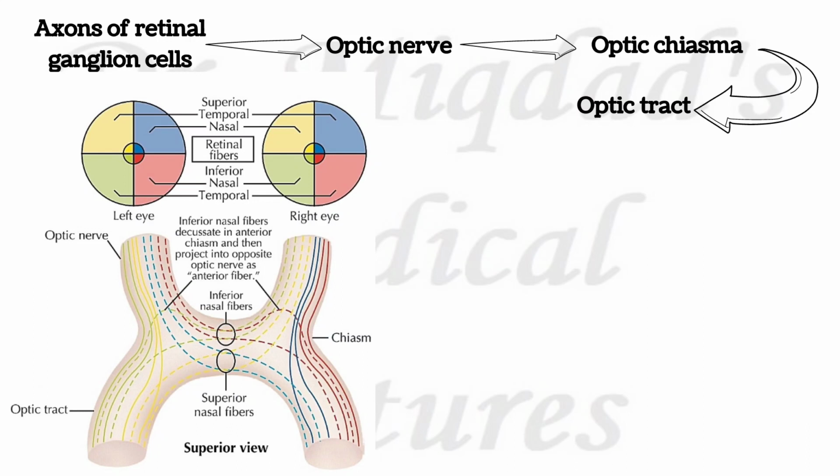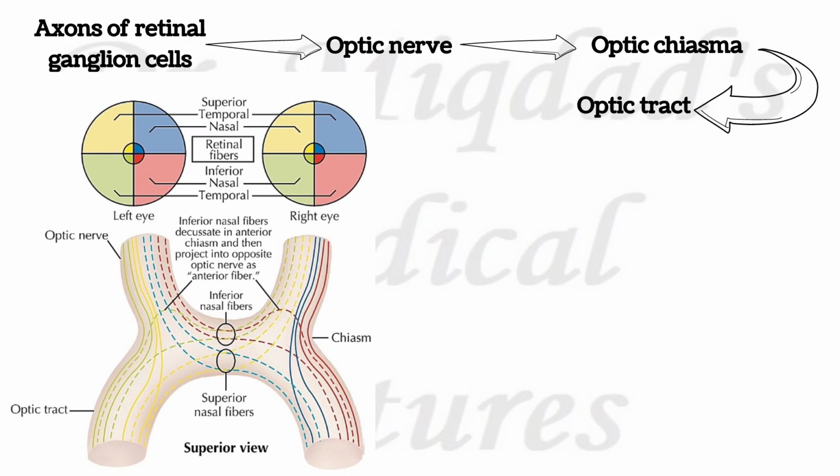For example, the left optic tract carries impulses from the temporal part of the left retina and the nasal part of the right retina. That is, it is responsible for vision in the nasal half of the left visual field and the temporal half of the right visual field.